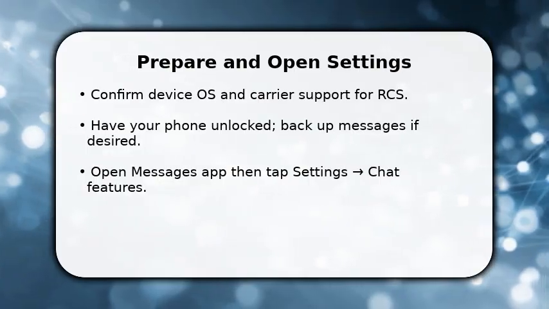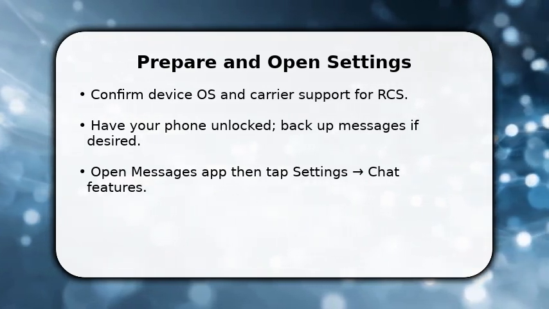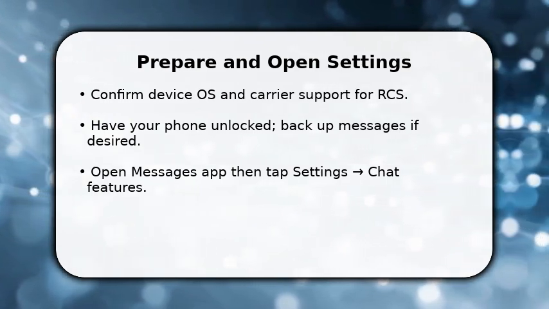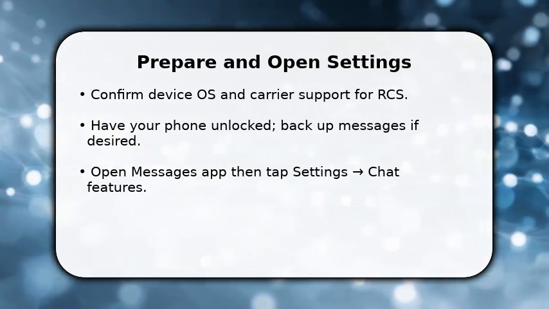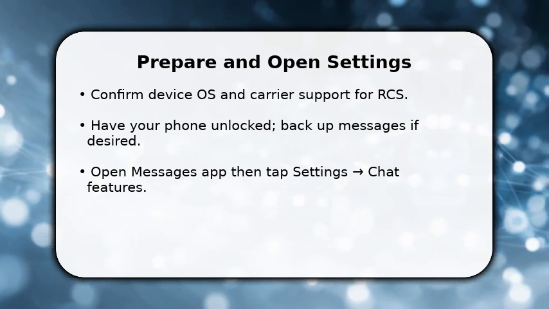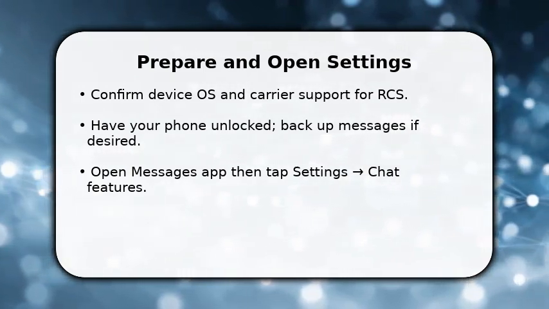You start by confirming that your device and carrier support RCS so you know what to expect. Once confirmed, unlock the phone and optionally back up your conversations to avoid losing important threads. Now open your default Messages app, navigate directly to Settings, and select Chat Features. This takes you straight into the RCS controls.